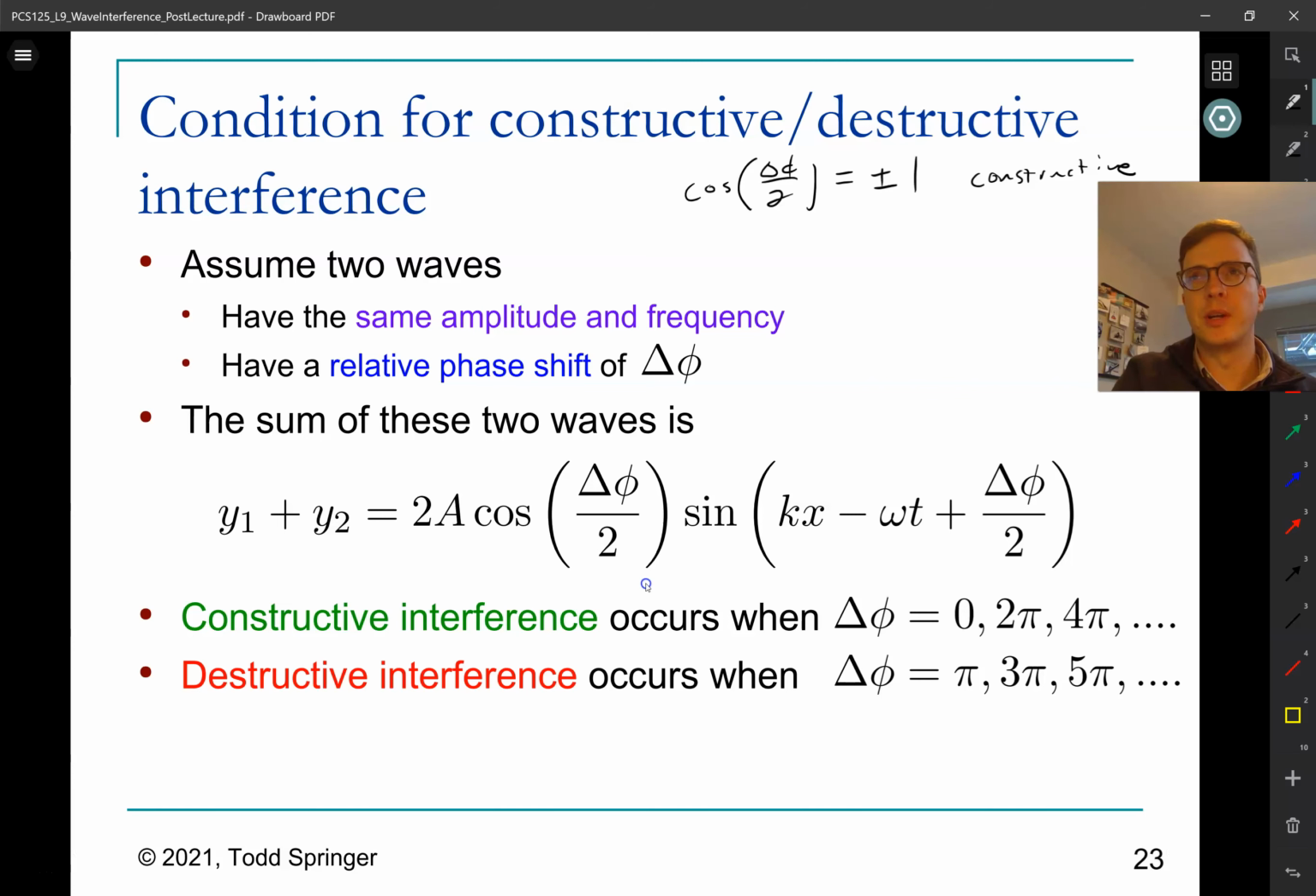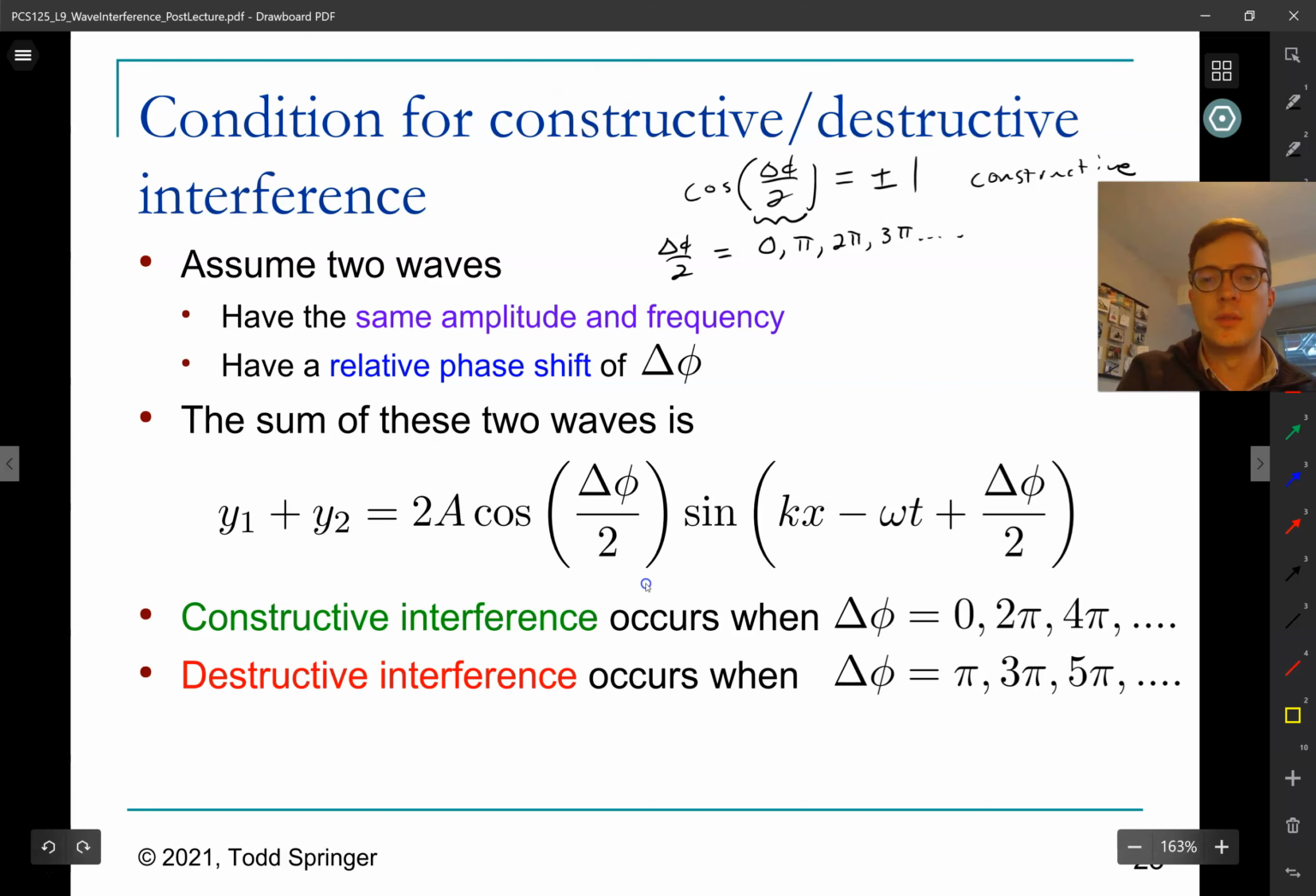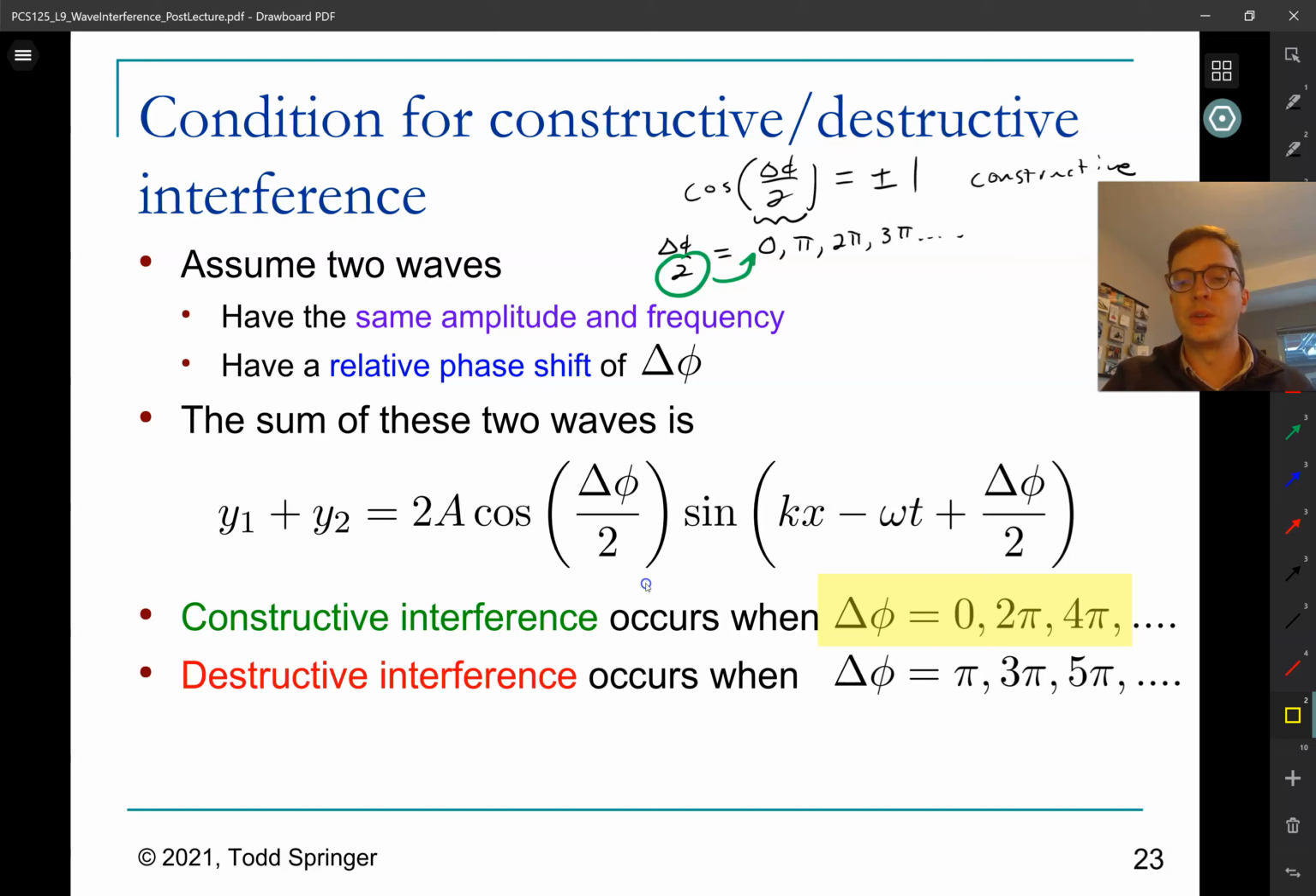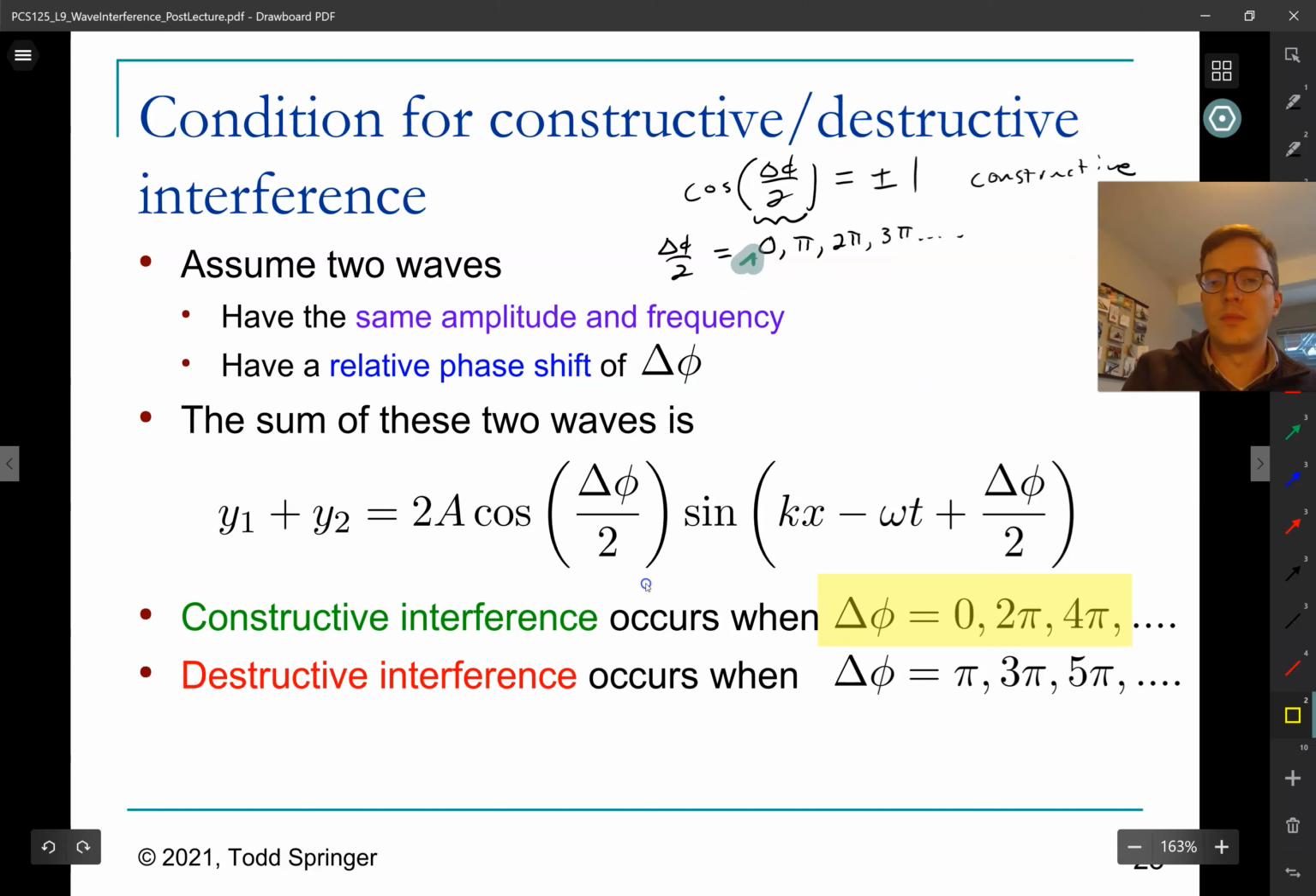Well, cosine is equal to plus or minus 1 when the argument inside is equal to 0 or pi or 2 pi or 3 pi and so on, right? So if delta phi over 2 is equal to 0, pi, 2 pi, 3 pi, I have constructive interference. But then if I take this 2 on the other side, so multiply everything by 2, I see that delta phi is going to be equal to 0, 2 pi, 4 pi, 6 pi, all the even numbers. So constructive interference occurs when the two waves are completely in phase, when delta phi is 0, or when delta phi is 2 pi, or when delta phi is 4 pi, and so on. That's what we saw from the simulation, but we're seeing it here mathematically, right?